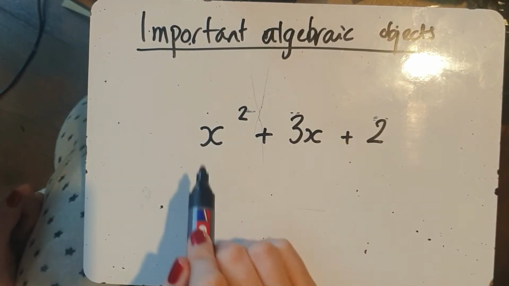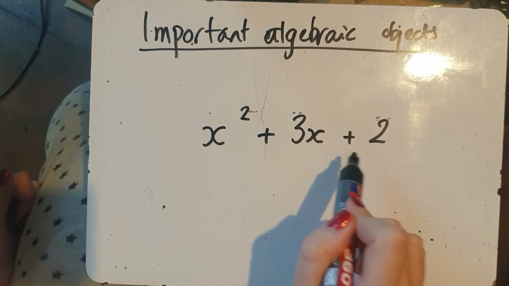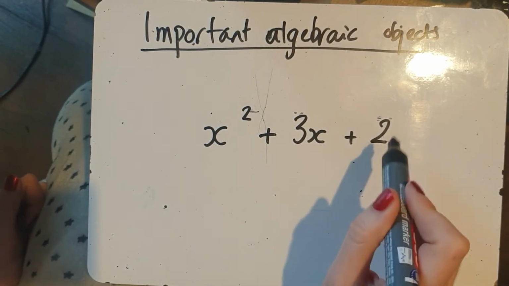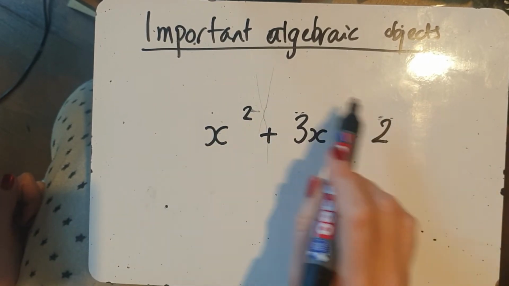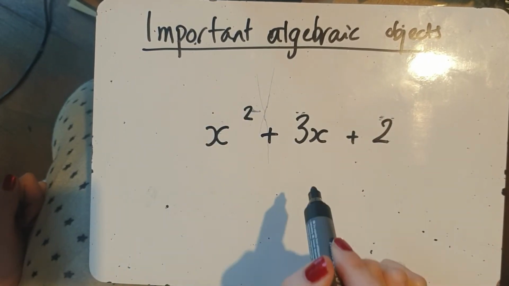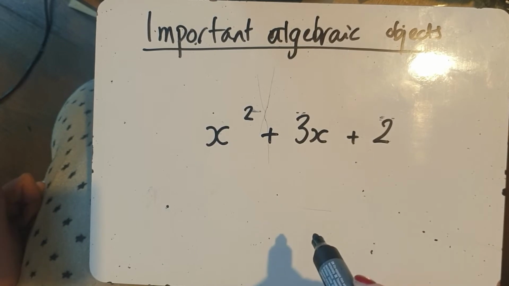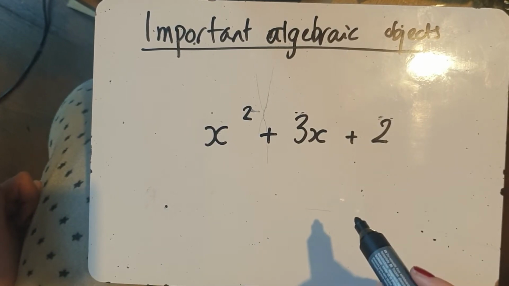On the board, I have written x squared plus 3x plus 2. There are lots of algebraic or mathematical objects in what I've written here. Pause the video now and see how many of them you can name.